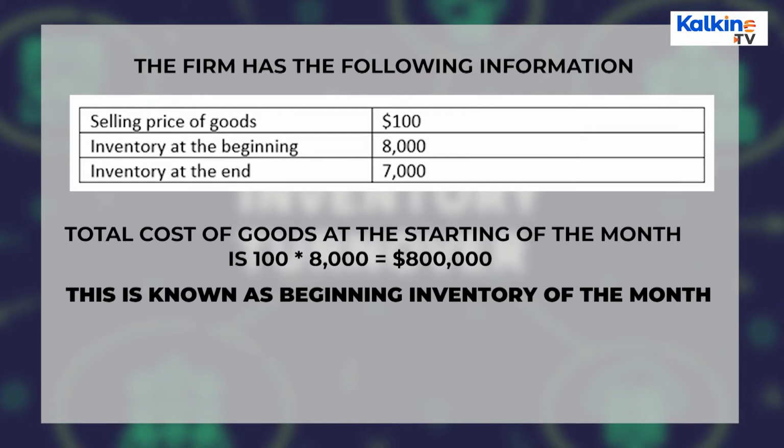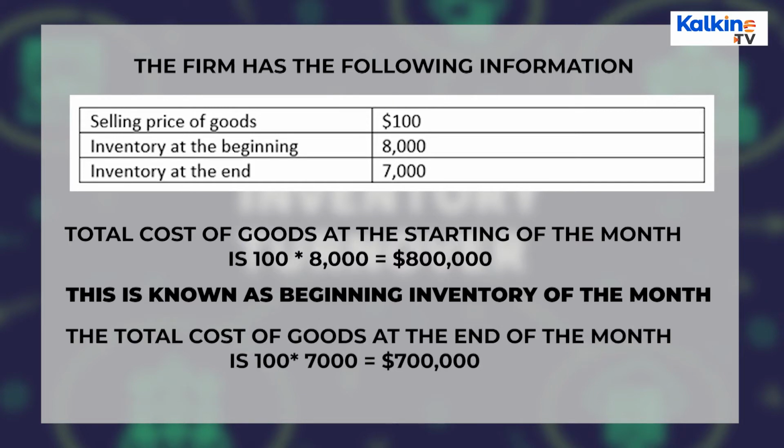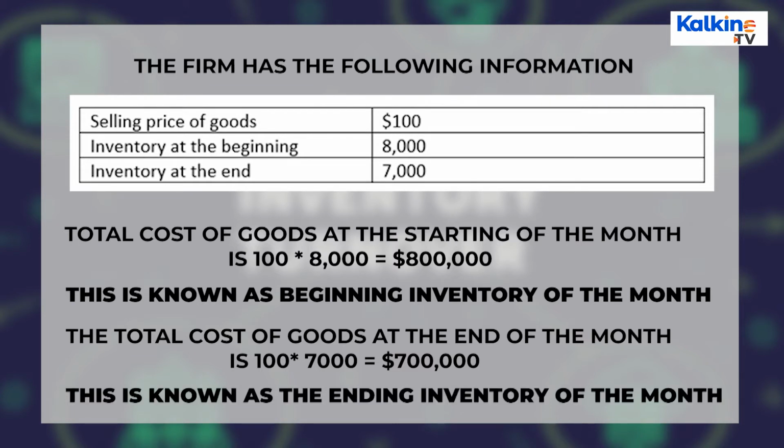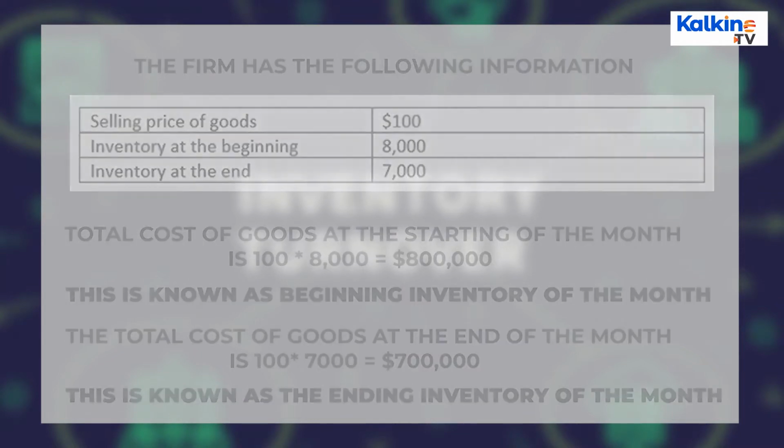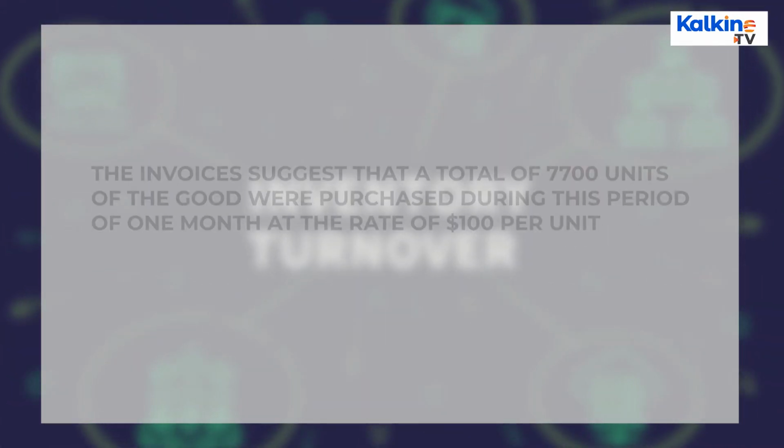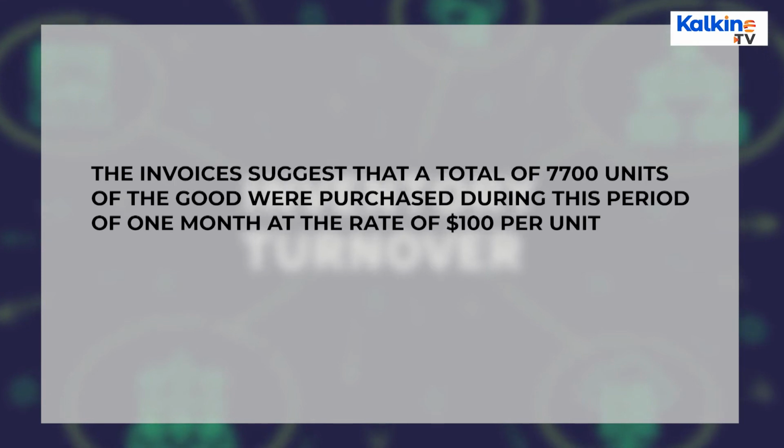It's a good practice for companies to take inventory count by the end of the month again. Thus, the total cost at the end of the month is $700,000. This is known as the ending inventory of the month. Now, the invoices suggest that a total of 7,700 units of goods were purchased during the period of 1 month at a rate of $100 per unit.